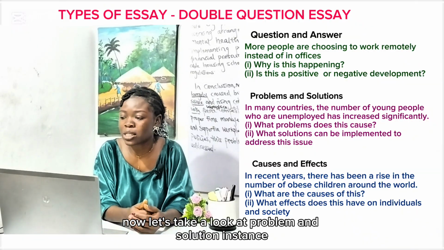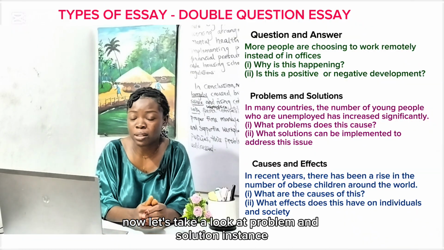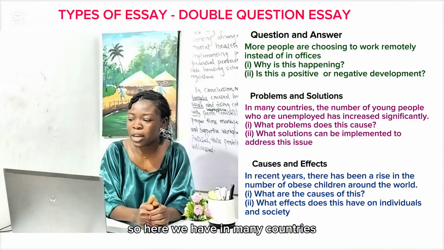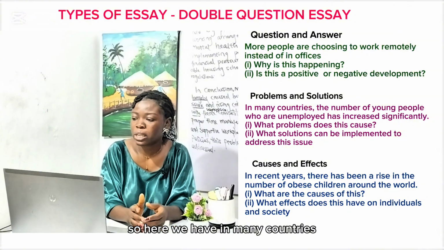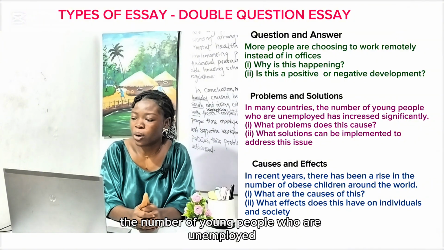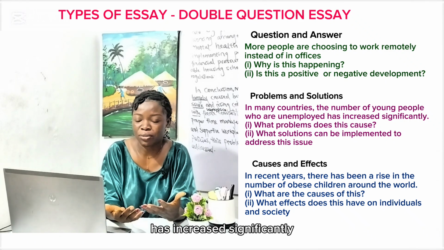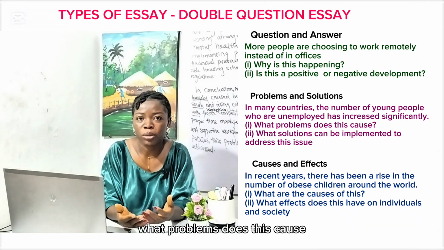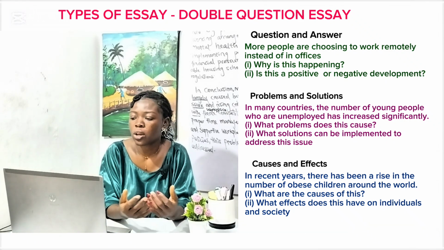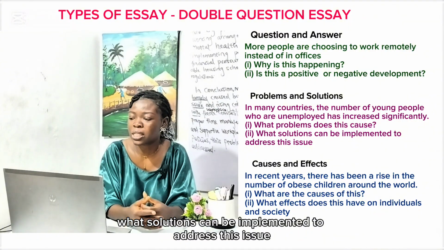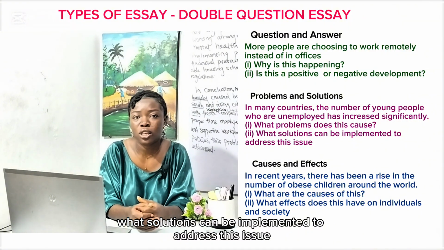Now let's take a look at problem and solution instance. So here we have, in many countries, the number of young people who are unemployed has increased significantly. What problems does this cause? What solutions can be implemented to address this issue?